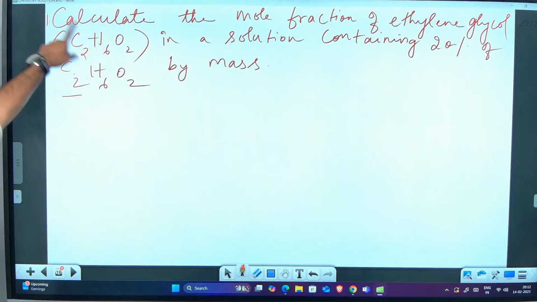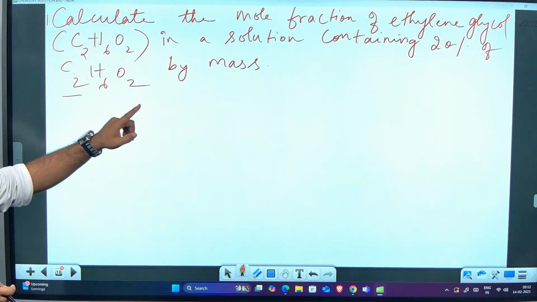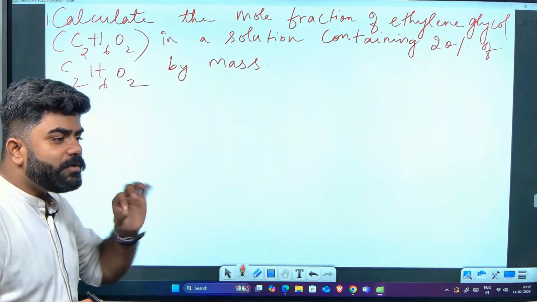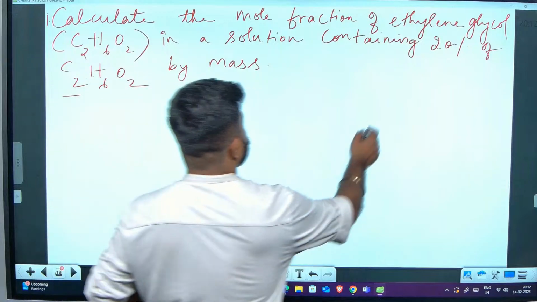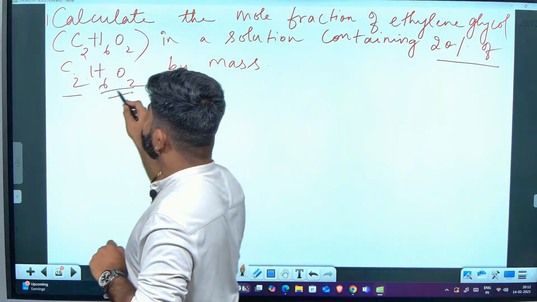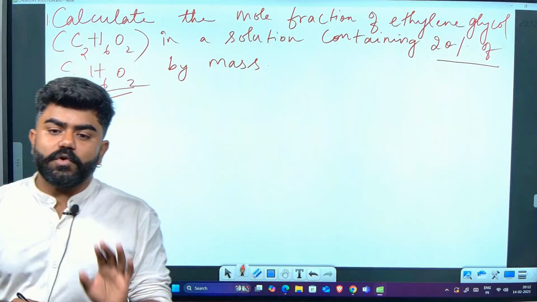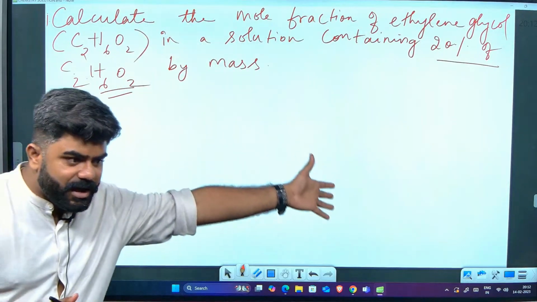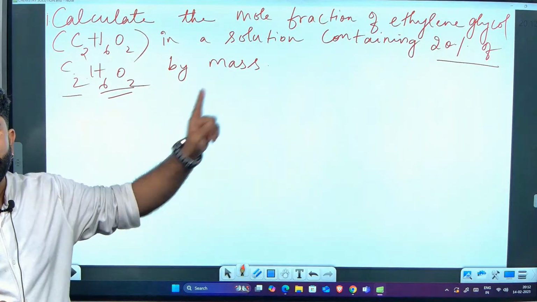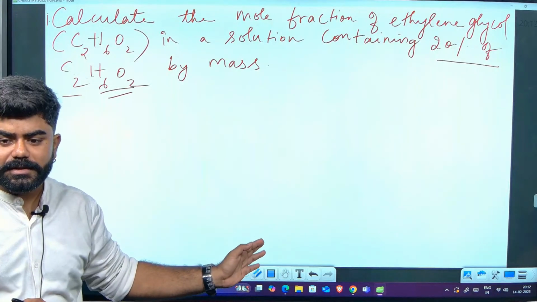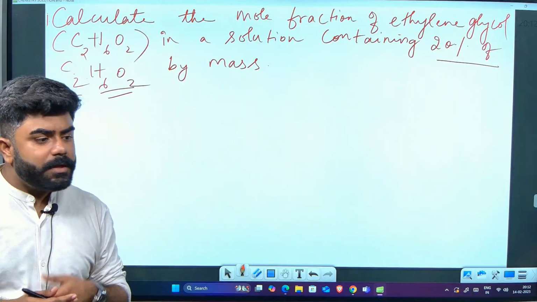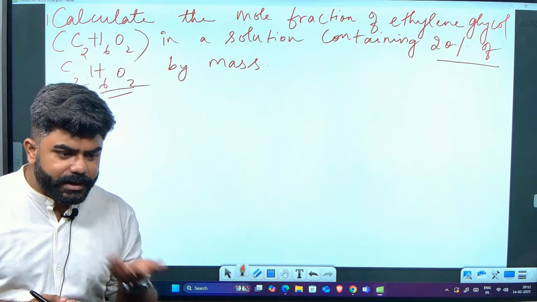Now, what are you supposed to find? You're supposed to find the mole fraction of ethylene glycol in a solution containing 20% of this by mass. So assume you have 100 gram of solution. In that, 20% ethylene glycol, what does that mean? It means 20 gram of ethylene glycol. So now we got what? The mass of ethylene glycol. Correct?